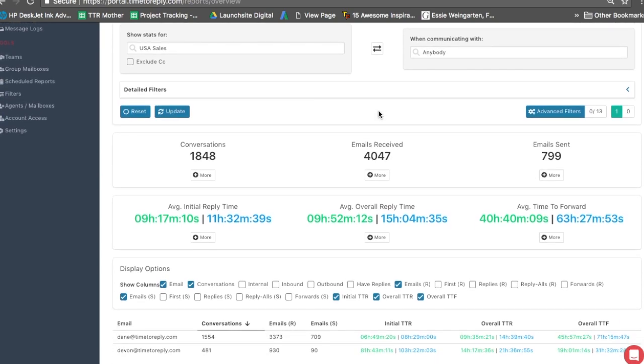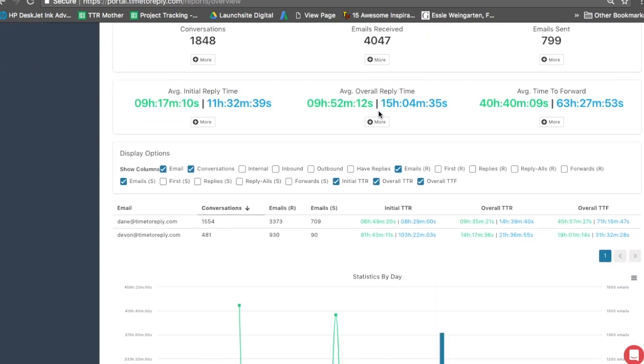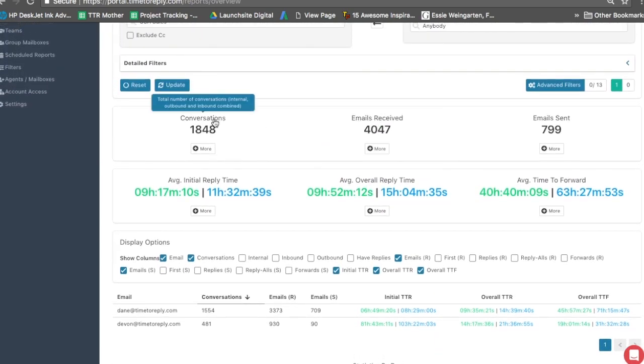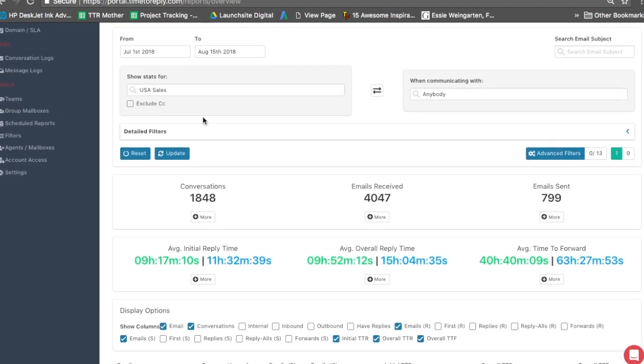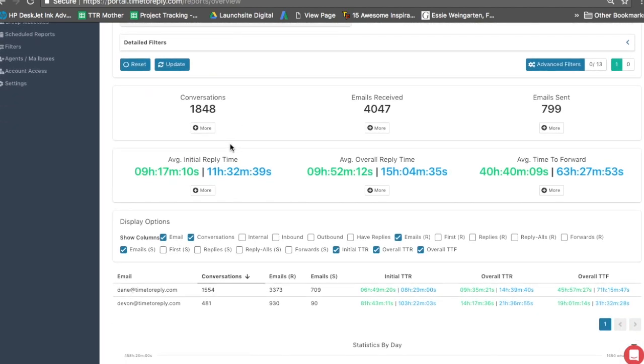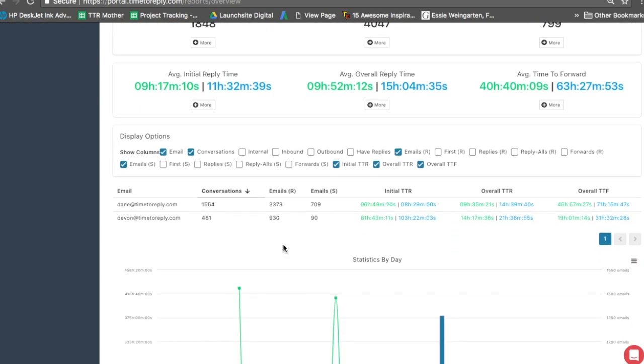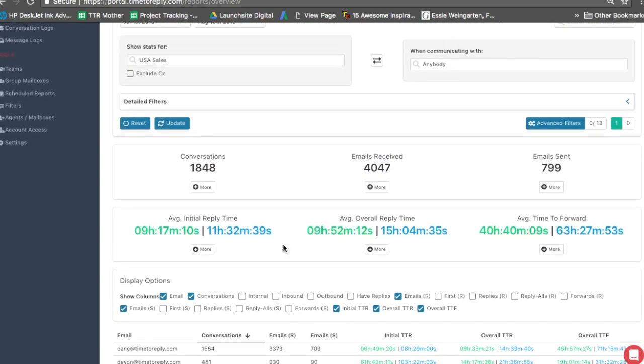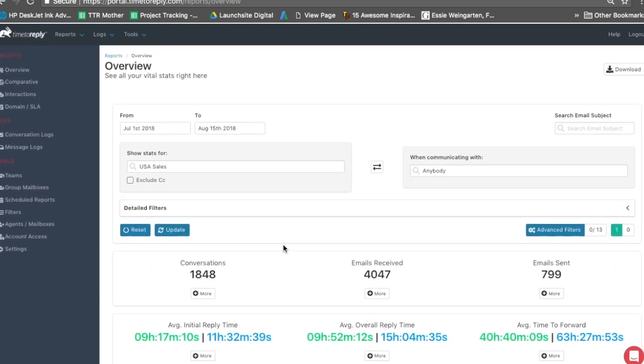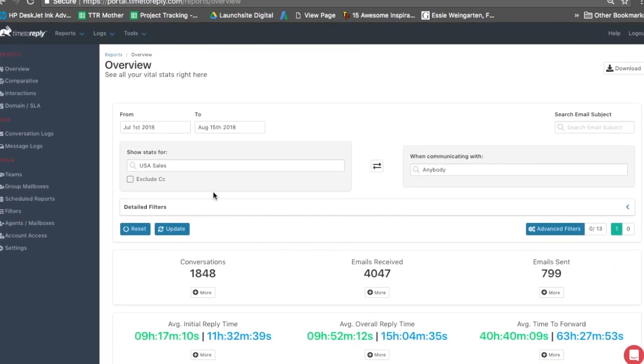A team basically just allows you to group a number of different individuals together. It's different to a group mailbox. A group mailbox allows you to track how people are responding directly in relation to a group mailbox that they have been assigned to respond to. But we'll get into that in one of the later demos.